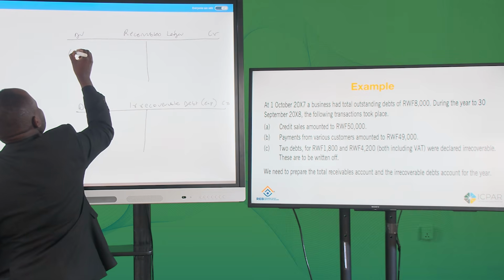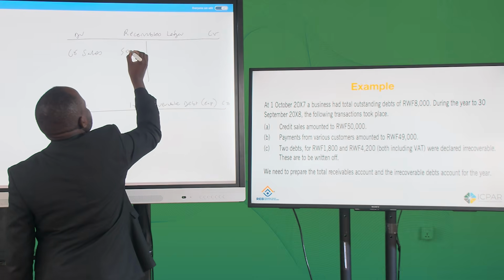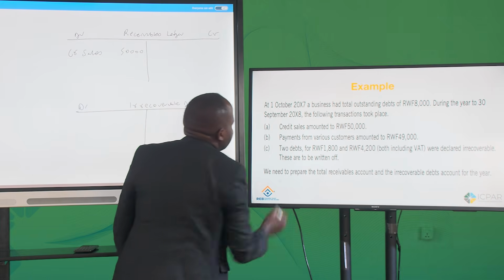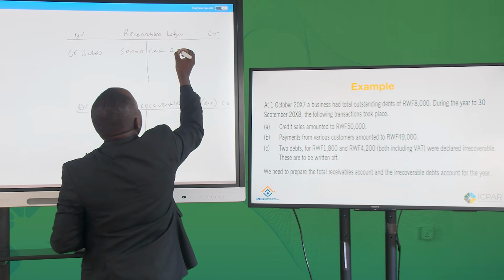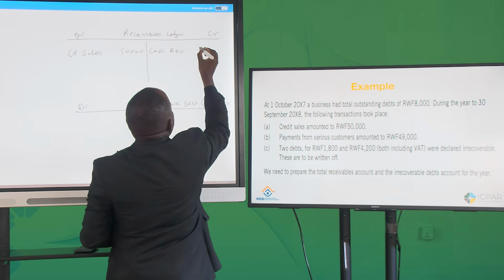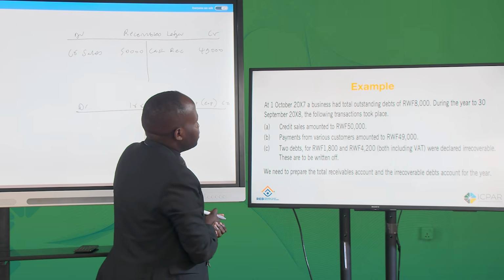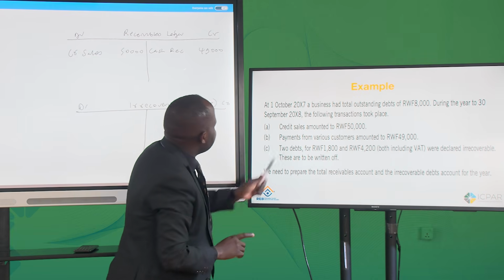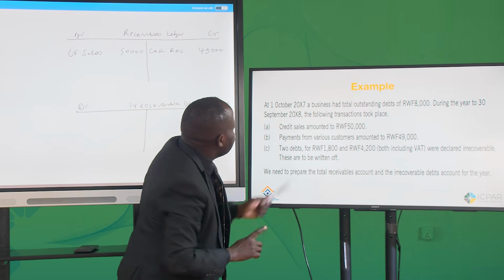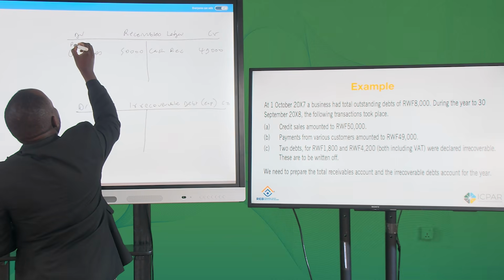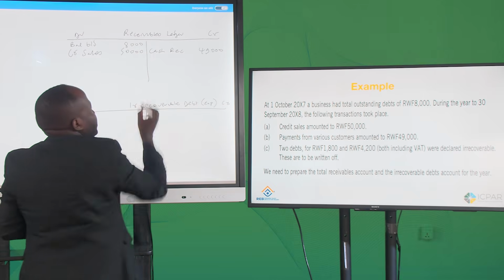So credit sales on the receivables ledger. Our credit sales was 50,000. So this transaction here, payment from various customers. Here the cash received is 49,000. Oh, there is something I didn't account for. At 1st October, a business had total outstanding debt at the beginning of the period. So there is the balance brought down, which I had forgotten to account for, 8,000. Okay, so let's continue.